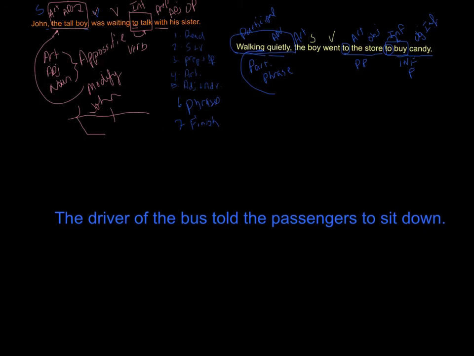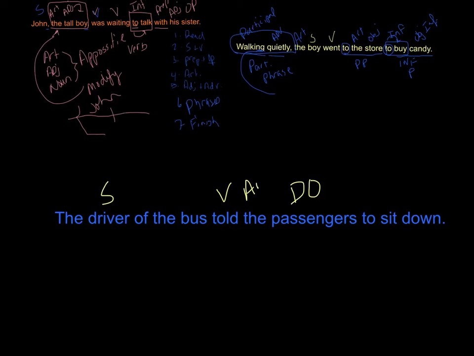Hopefully you paused it. Okay. So again, we read it. The driver of the bus told the passenger to sit down. We look for the subject and verb. Well, the subject is the driver, and he did something. He told something, right? Told is an action verb. Who was told? What got told? Passenger. So that's my direct object.